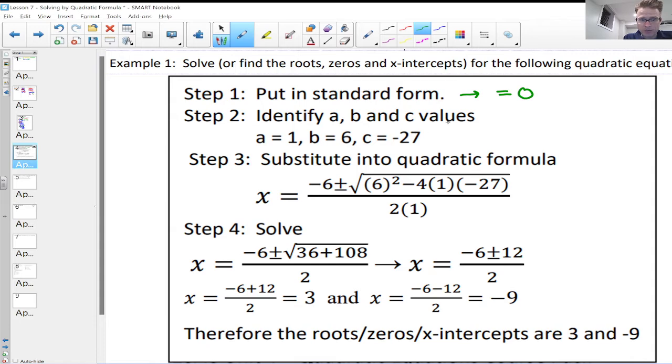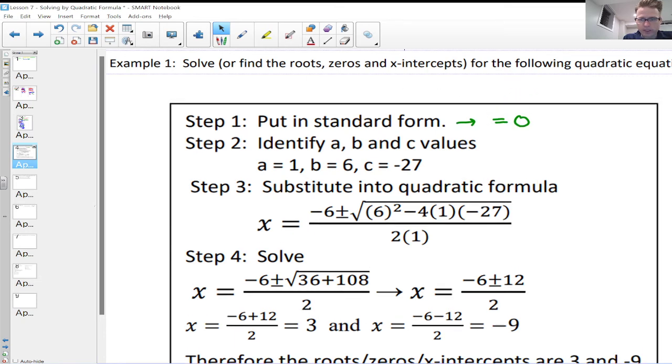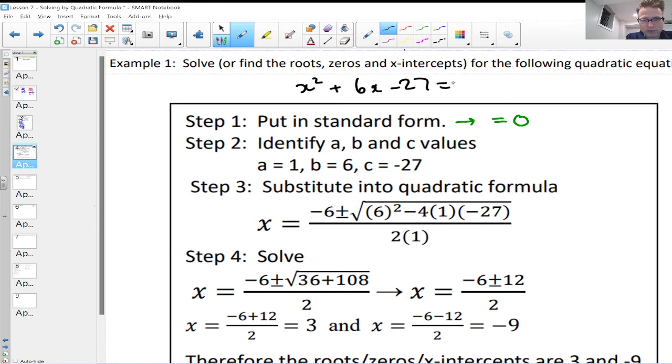Identify a, b, and c. Now I don't have the equation anywhere, so this is kind of silly. So let's start with what I actually have here. My equation would be something like this: x squared plus 6x minus 27 is equal to 0. So here is my a term, it is just 1. Here is my b term, it is 6. And here is my c term, it is negative 27.